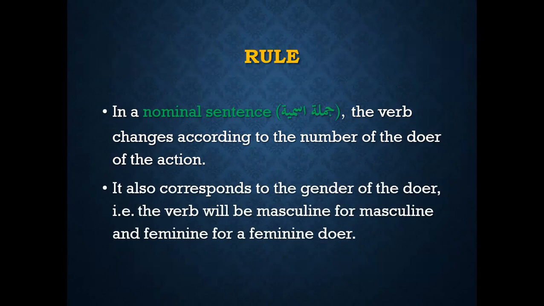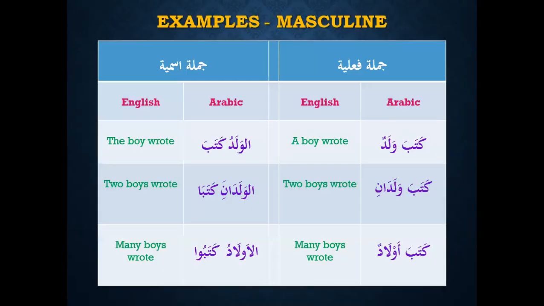And it would also correspond with the gender as well. So masculine for masculine, feminine for feminine, as it would be with jumla fi'liya. But jumla ismiya is different from jumla fi'liya with regards to the number of doers. The example would clarify.